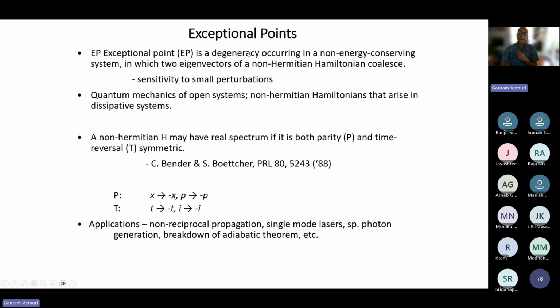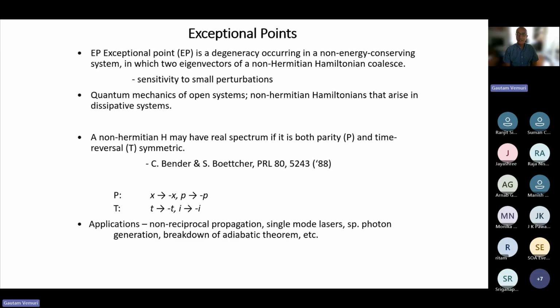Exceptional points: these are properties of non-Hermitian matrices. So it has nothing to do with quantum mechanics, even though it comes up frequently in the context of physics. These are properties of non-Hermitian matrices, so it's purely a mathematical entity. But what it means is that if you have a non-Hermitian matrix, then under some conditions, if the eigenvalues are degenerate, and the corresponding eigenvectors are also degenerate, then we refer to these parameters as exceptional points.